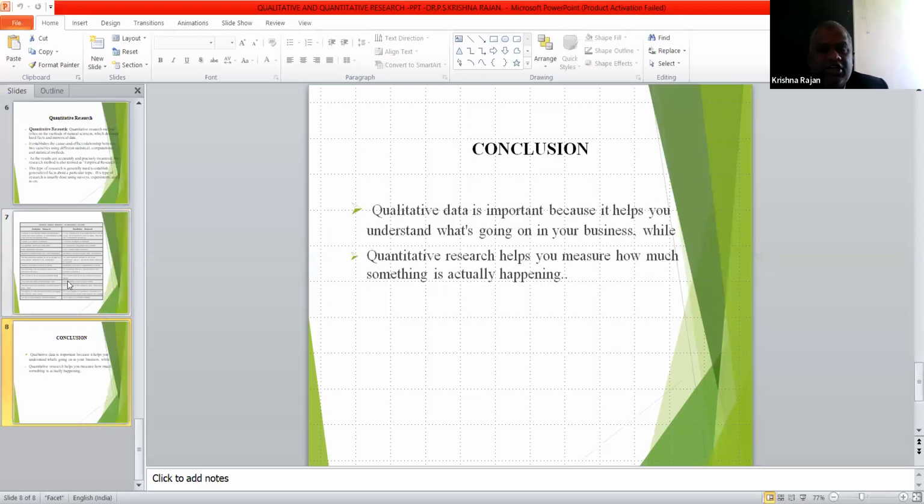Coming to the conclusion, quantitative data is important because it helps to understand what is going on in our business. We have to understand where we have to apply this qualitative and where we have to apply this quantitative. Quantitative research helps to measure how much something is realistically happening. With this, a small note, I will conclude my talk on qualitative and quantitative research. It gives a brief application and usage of qualitative and quantitative research, where we have to use them and what is the comparative study of qualitative and quantitative.